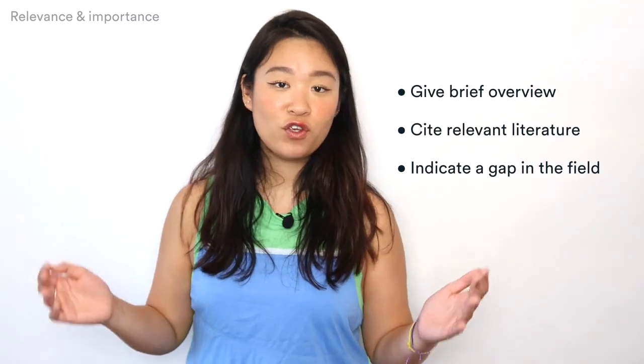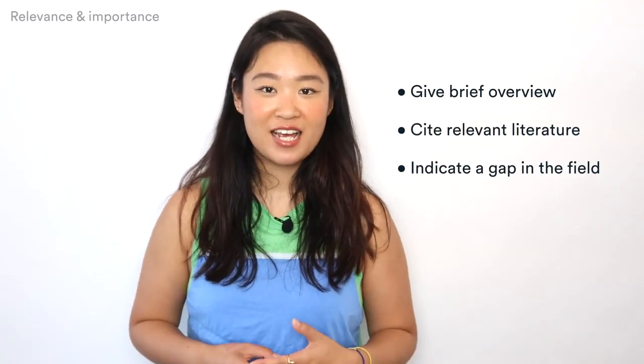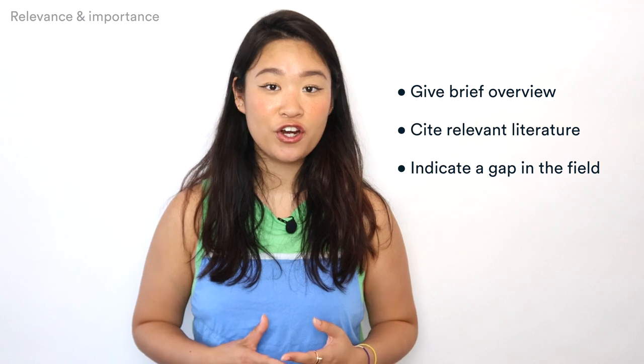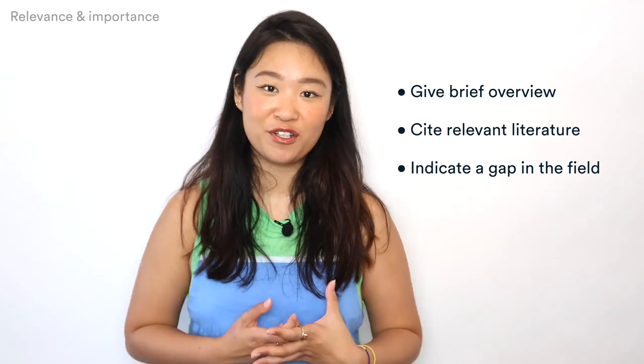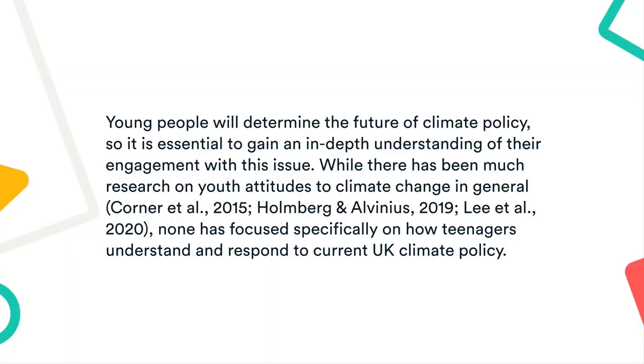Give a brief overview of the current state of research, citing the most relevant literature and indicating how your research will address a gap or problem in the field. In the example here, we address a relevant current issue, build on existing literature, and address the gap in the literature. We emphasize the importance of our research in contributing to a better understanding of the topic.